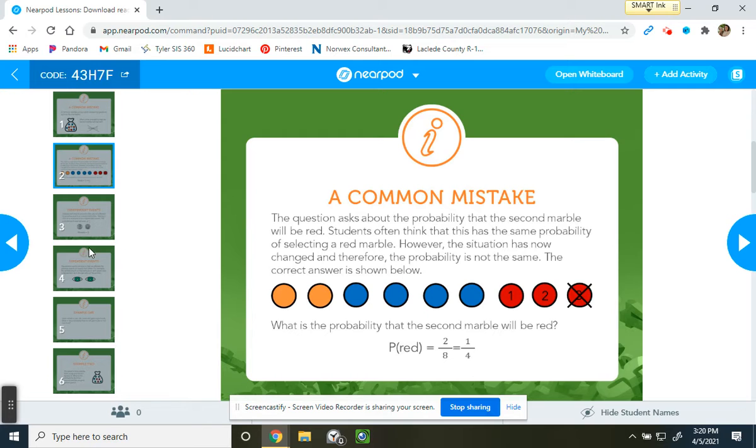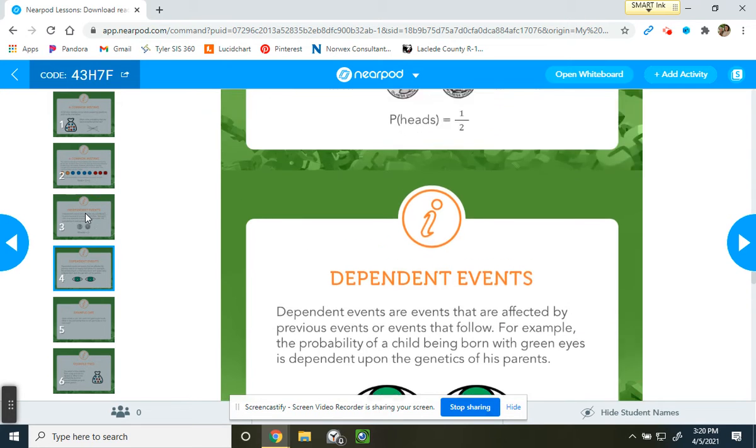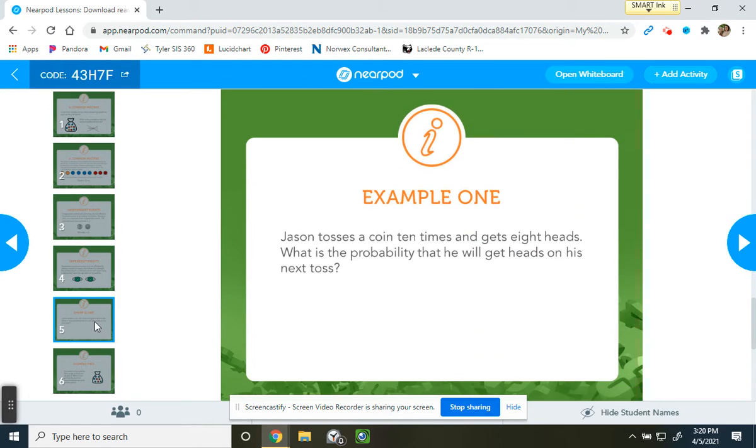That is something that we call a dependent event. It's dependent because your numbers change. If I drew a red marble, then that's going to affect what I draw the second time because my numbers are different. The opposite of a dependent event is called an independent event. So flipping coins is an independent event because if I flip a coin, I could get heads or tails every single time, no matter what I got the first time or the second time. So this is an example of an independent one.